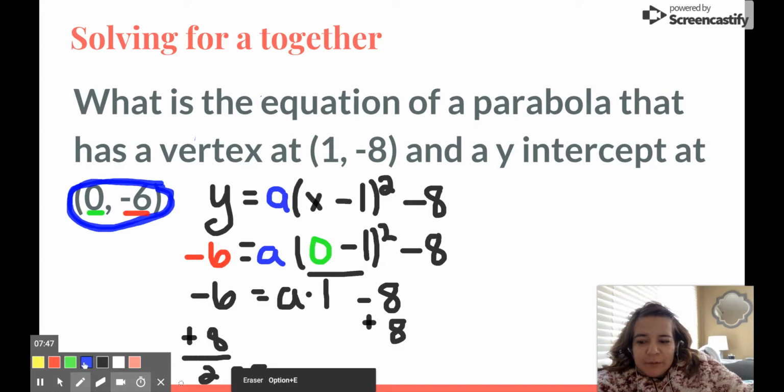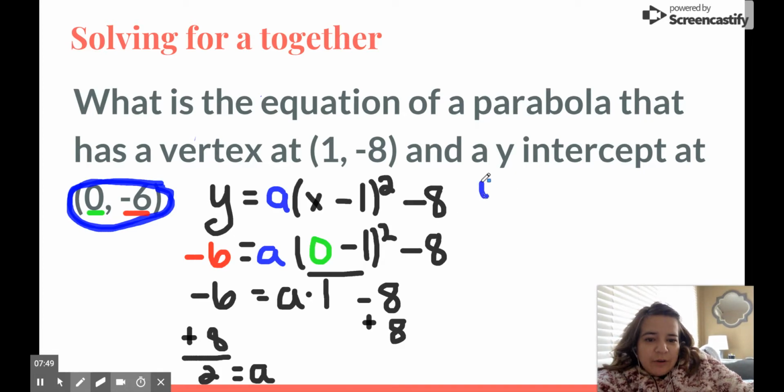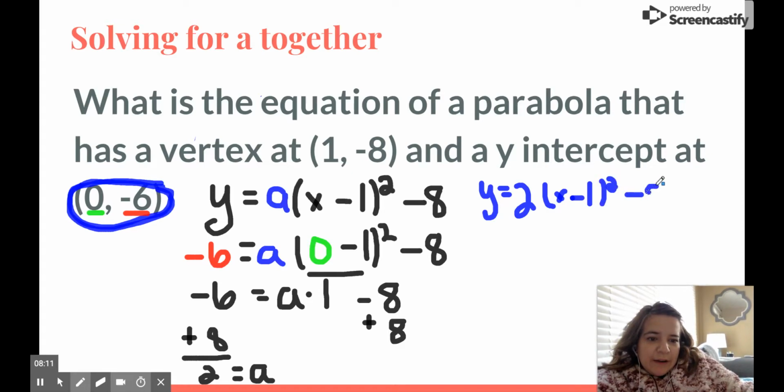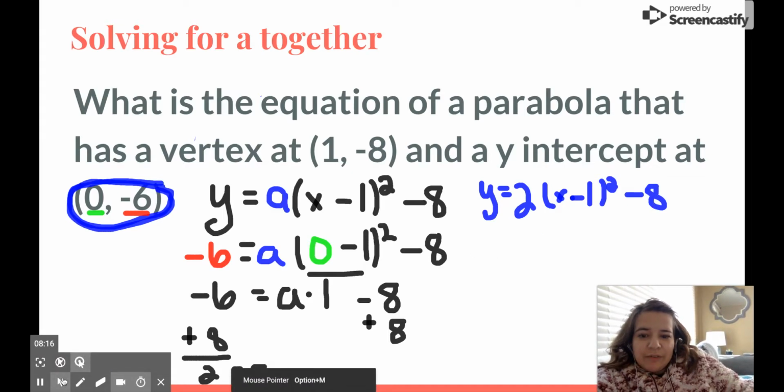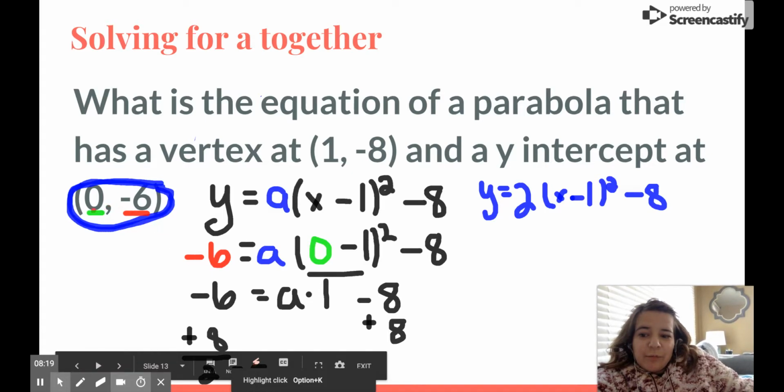Once I have all that information, now I know my full equation. Because I have that vertex and I know the stretch factor that gets it to hit that y-intercept at negative 6, I get y equals 2 times x minus 1 squared minus 8. So we just took the information that we knew, which was the vertex, plugged that into our graphing form equation, took the other point, plugged that in for x and y, and then solved for a.